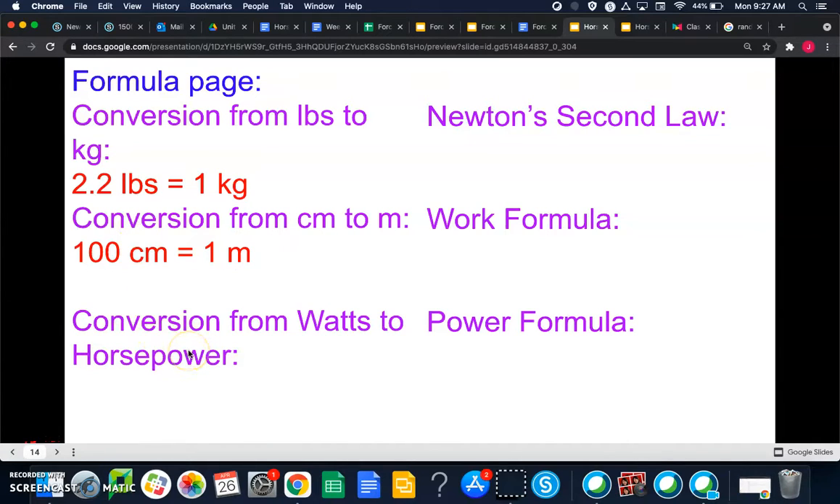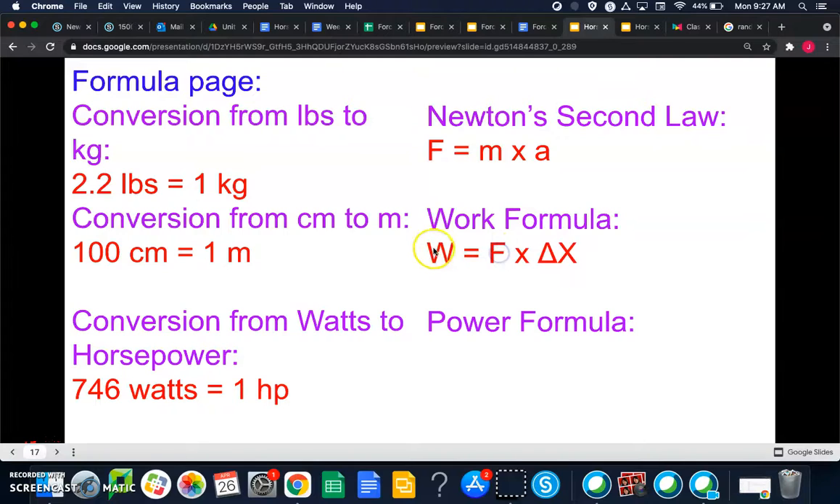Next one is for converting from watts to horsepower. So in science we measure power in watts, but we're going to calculate your power in horsepower. So there's 746 watts in 1 horsepower. Newton's second law, that's F equals M times A. So you'll use that when you calculate your weight.